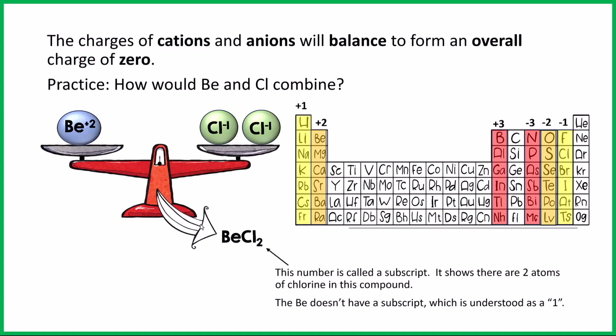So 2 anions for every 1 cation here, just to balance out these charges. That would give us a formula of beryllium chloride, or BeCl2, and this 2 is called a subscript. It shows that there are 2 atoms of chlorine, so we've got 2 chlorine atoms here in this compound, 1 beryllium atom. The beryllium does not have a subscript because the 1 here is understood. We don't ever write a 1 in a chemical formula. We just leave it as is. So 1 beryllium atom, 2 chlorine atoms in order to balance those charges.